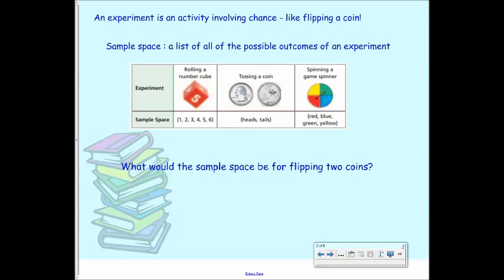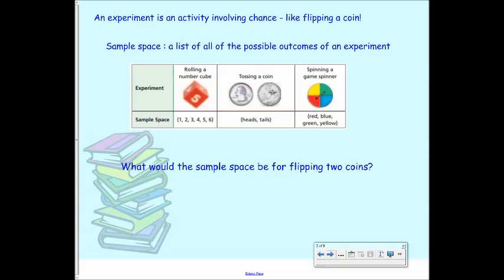So the first thing we're going to talk about is sample space. And sample space literally is just a list. And it's a list of all the possible outcomes that could happen in an experiment. So when we do something like rolling a dice, our sample space is just the list 1, 2, 3, 4, 5, and 6, because those are all the possible outcomes. So then when you're flipping a coin, what's your sample space? Heads or tails, because those are your possible outcomes. When you're spinning this spinner, what are my possible outcomes? Yeah, just the colors, right? So it's literally just a list of those possible outcomes.